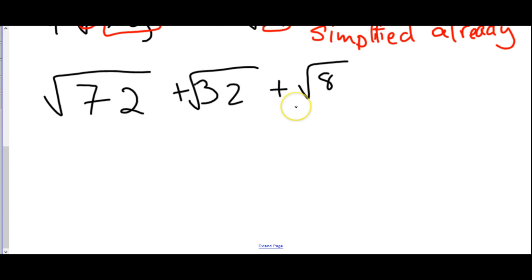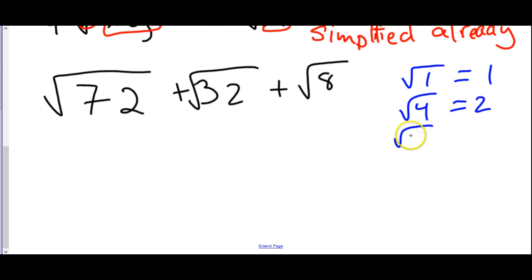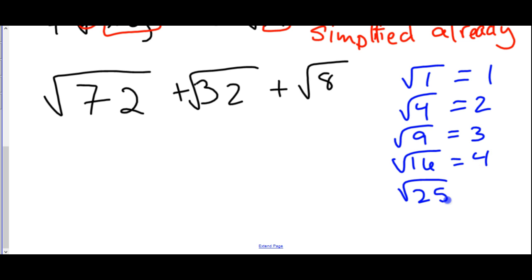To simplify these, we're going to need a list of our square roots. Square root of 1 is 1, square root of 4 is 2, square root of 9 is 3, square root of 16 is 4, square root of 25 is 5, and square root of 36 is 6. Usually you need a list all the way up to 15. It's a good idea to have one of those handy. I know we're not going to need any higher than this for this particular problem.